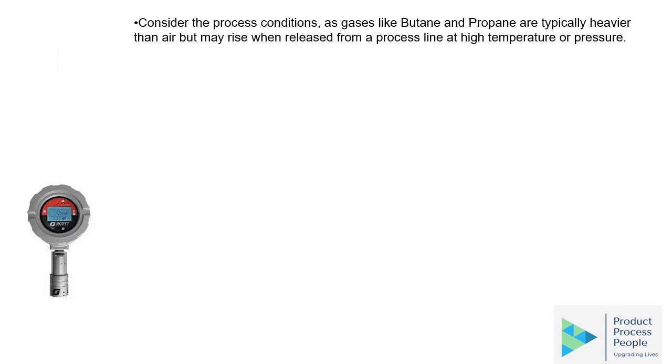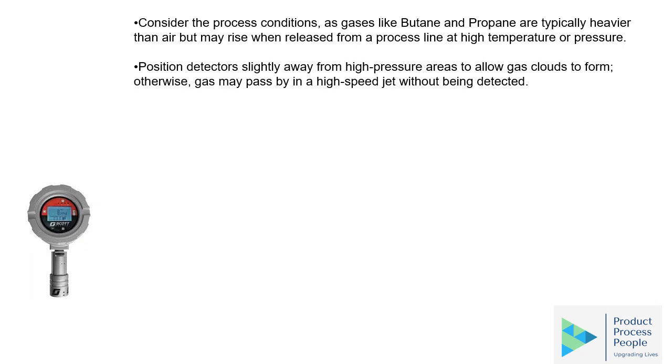Consider the process condition, such as gases like butane and propane, which are typically heavier than air but may rise when released from the process line at high temperature and pressure. Position detectors slightly away from the high pressure areas to allow the gas clouds to form. Otherwise, gas may pass by in a high speed jet without being detected.